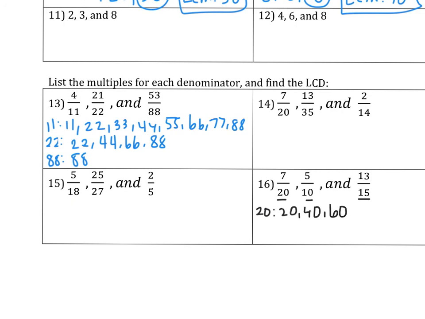60, 10 goes into 60, and so does 15. So that is going to be my lowest common denominator. So again, the shortcut is to take your highest number, start to find the multiples of that, and see when your other numbers go into that number. So my lowest common denominator of 20, 10, and 15 is going to be 60.